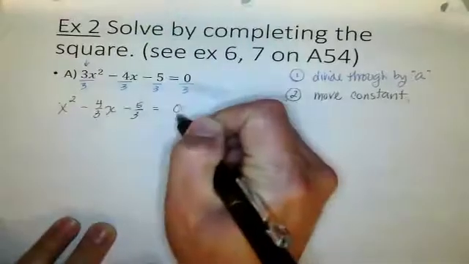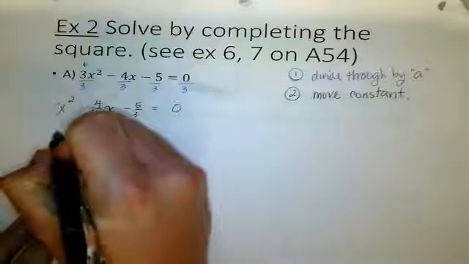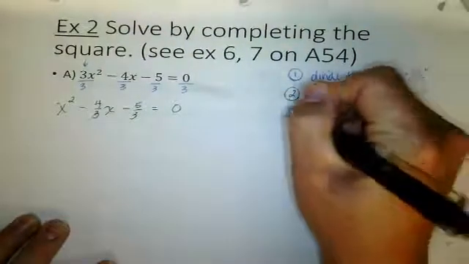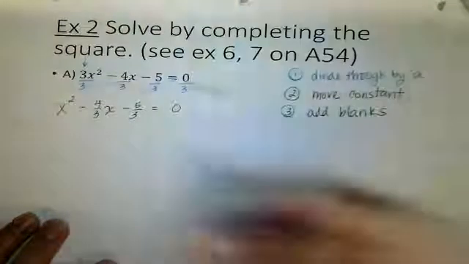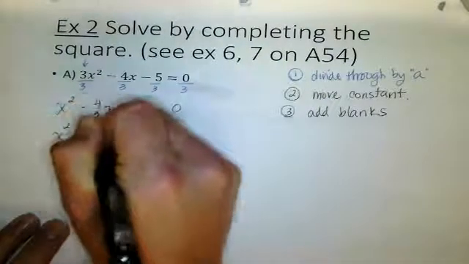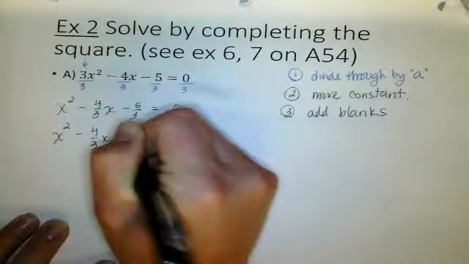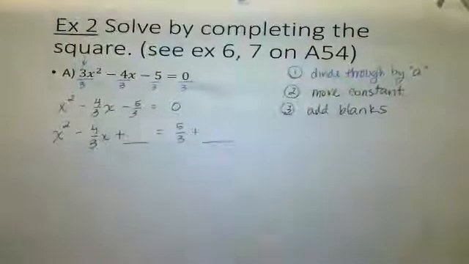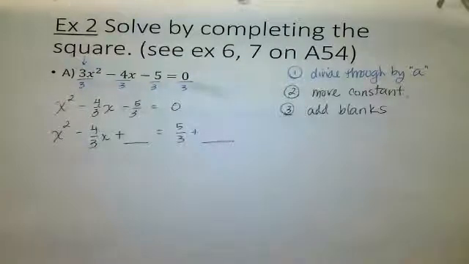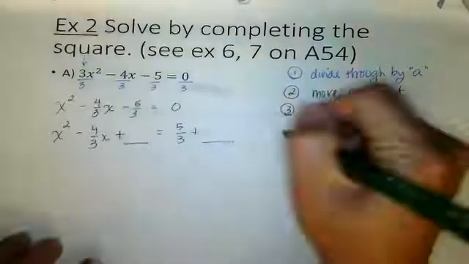I'm going to move that negative 5/3 to the other side. And I'm going to add some blank spaces. So I'm going to do x squared minus 4/3 x. I'm going to put in a blank space because I need to figure out what number goes in that blank space. That's that C value I'm looking for that completes the square. So C for complete the square. So we're going to figure out what that C value is.